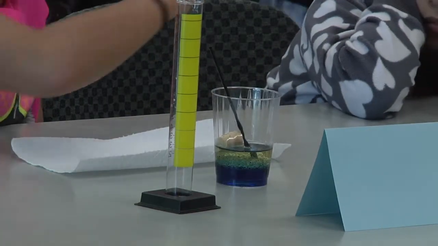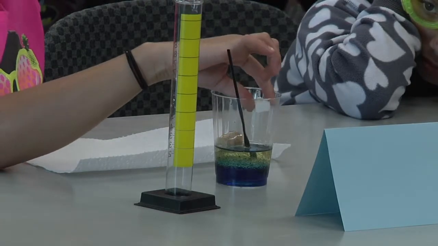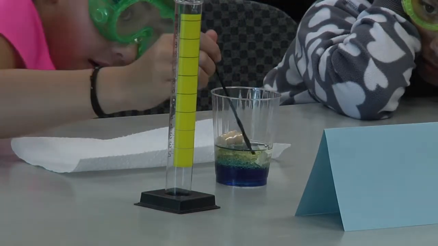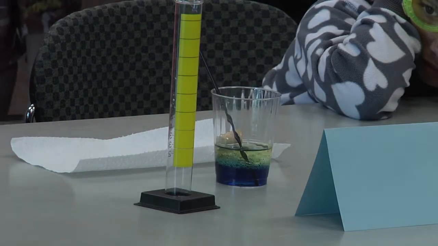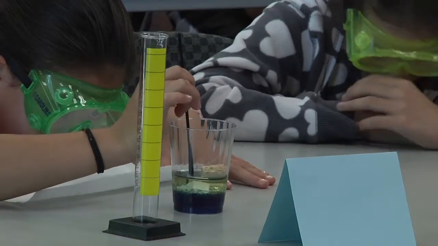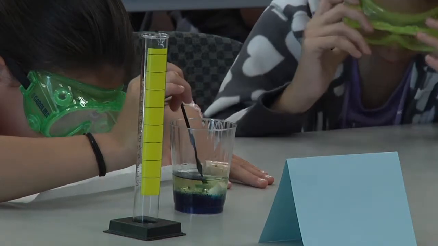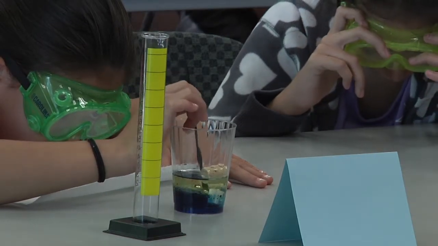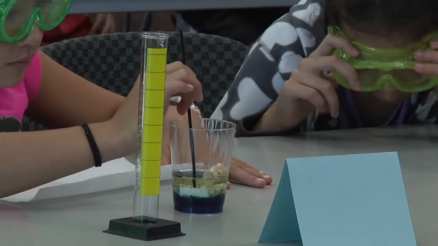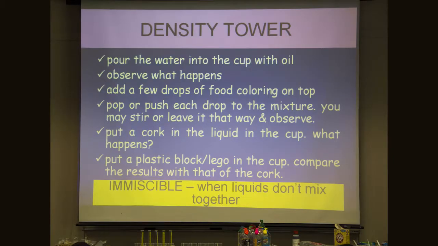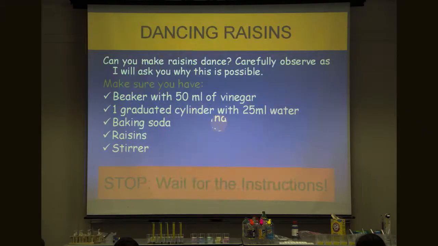Take the Lego and put it inside the cup. It's going down. The density of the Lego is more than the oil. That's why it sinks right below the oil. However, the density of the Lego is less than the water, and that's why it floats. So you all should see that your Lego is in between the water and the oil.